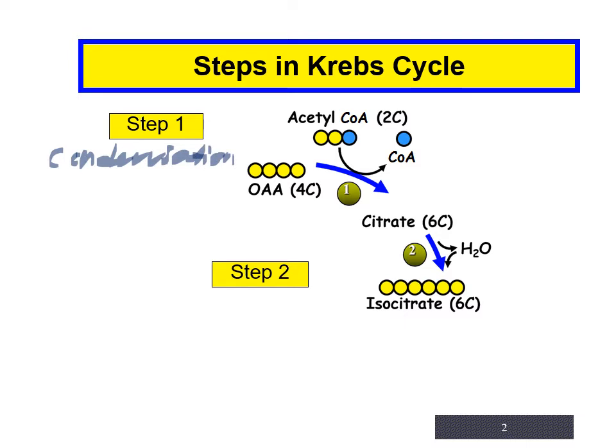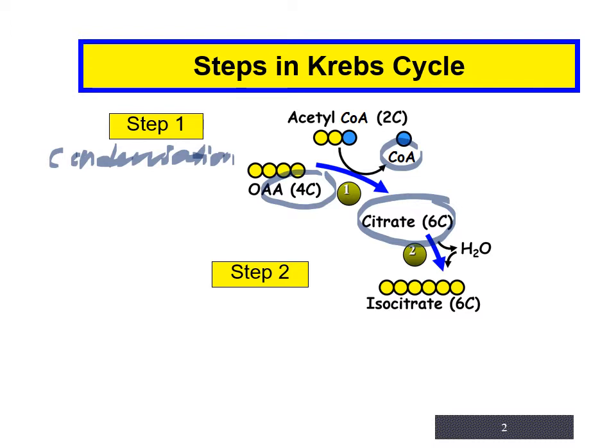In this step 1, acetyl-CoA, from oxidation of pyruvate, releases its coenzyme A. So there is removal of coenzyme A here. And then the acetyl group of acetyl-CoA, the 2 carbon molecule, will join with oxaloacetate, the 4 carbon molecule, to form the 6 carbon molecule citrate. So in the first step, one molecule of acetyl-CoA will release coenzyme A.